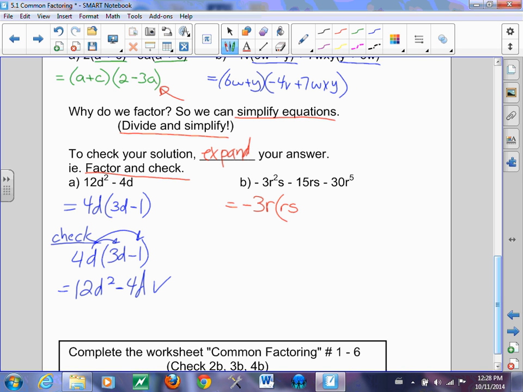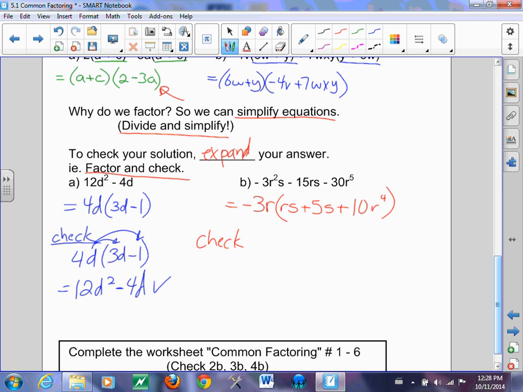Okay. Negative divided by negative is a positive. 15 divided by 3 is 5. The r's cancel, so you've got s left over. And your last term, a negative divided by a negative is a positive. And 30 divided by 3 is 10. Watch your exponents here. R to the 5th divided by r is r to the 4th. Let's quickly check this over.